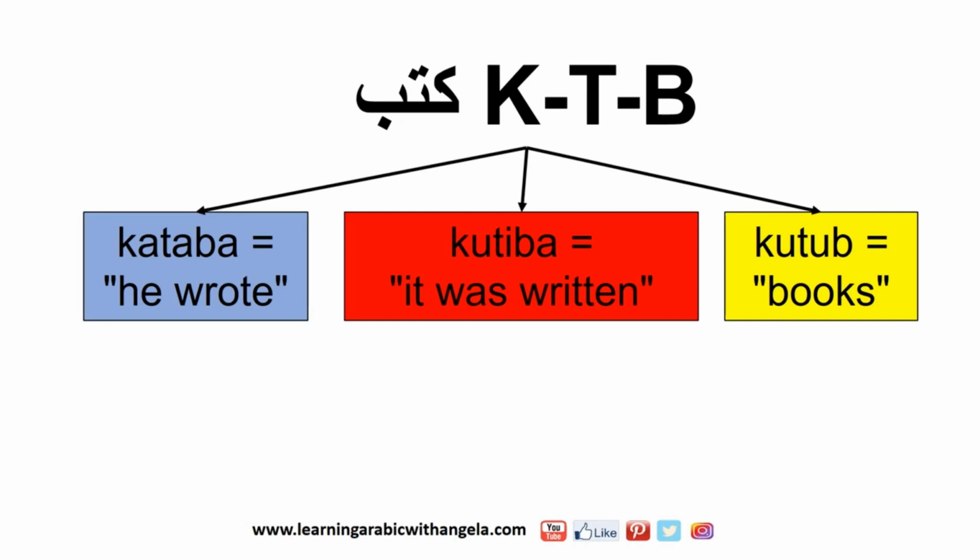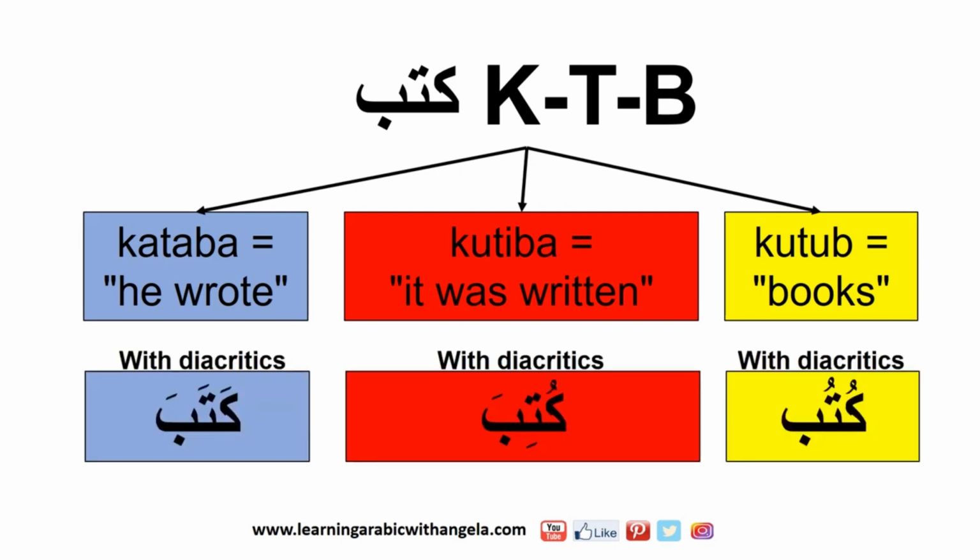The lack of vowel signs in Arabic writing created ambiguities, especially for non-Arabs or non-native Arabic speakers who are reading the Quran. For example, in classical Arabic, the letters ka, ta, ba together could be kataba, he wrote, or kutiba, it was written, or kutub, books. When diacritics or harakat are added, the ambiguity is cleared.